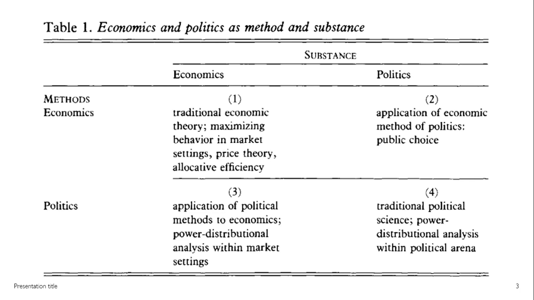Right here we have the table that shows economics and politics as method and substance. In this chapter, we introduce a new conception of how politics and economics relate to each other. In previous chapters, politics and economics were conceived in substantive terms. The subsequent theoretical task was to provide a coherent explanation of how these two domains affect each other.